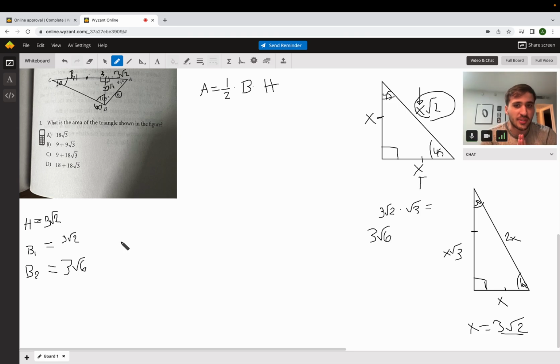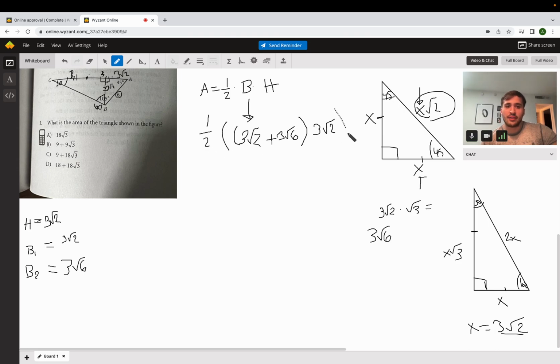And guys, we are almost done. All we have to do, so we have the base, which is this, and we have the height. All we need to do now is multiply everything. I mean, plug it into this formula and multiply it. So the base in this case is going to be 3 radical 2, this portion right here, plus base 2. Base 1 plus base 2, right? Base 2 is 3 radical 6. And the height is 3 radical 2. And then we multiply everything times 1/2.